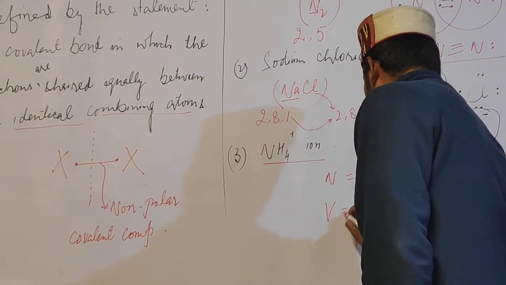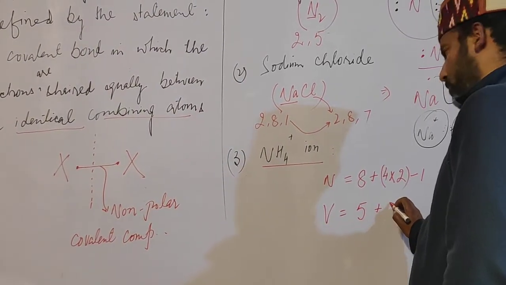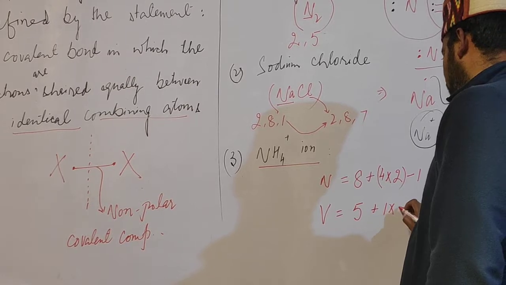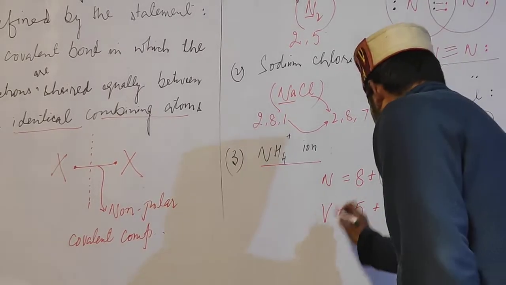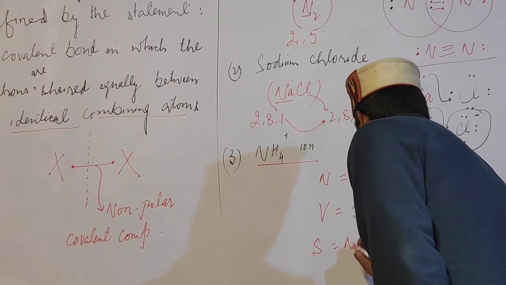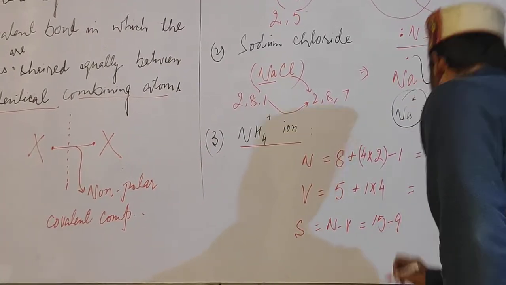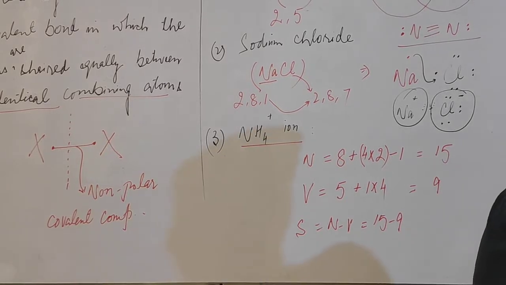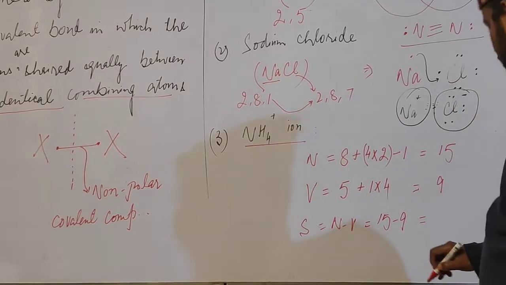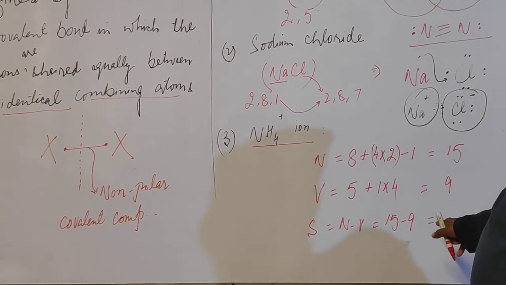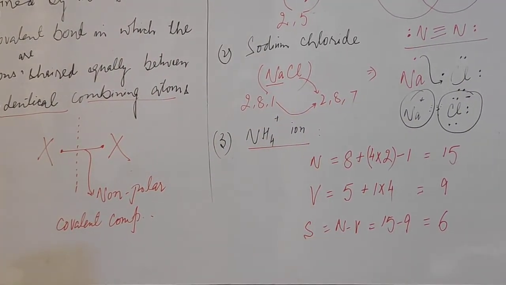Now valence electrons: nitrogen has 5. Hydrogens have 1 each. Since we have 4 hydrogens, 5 plus 4 is 9. Now the difference between N and V will give us the electrons which are shared. So 15 minus 9, we have 6 electrons which are shared.